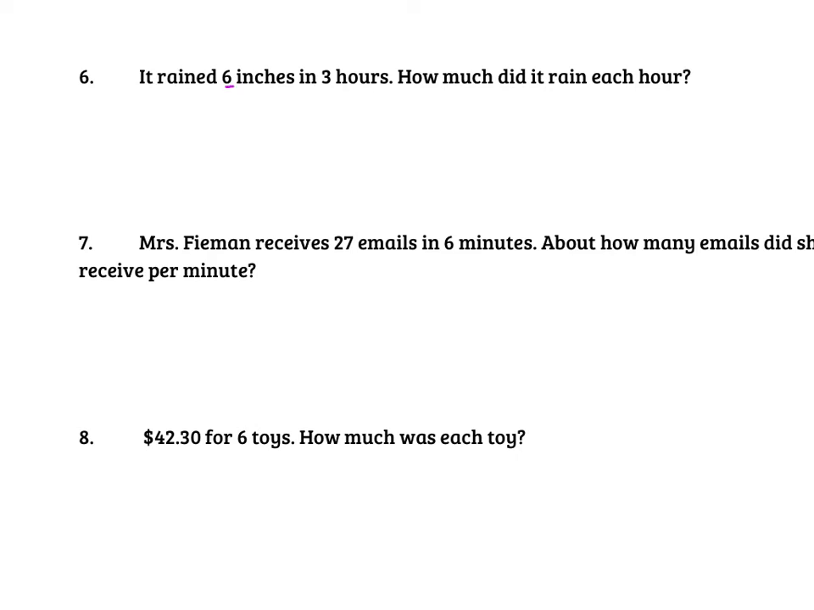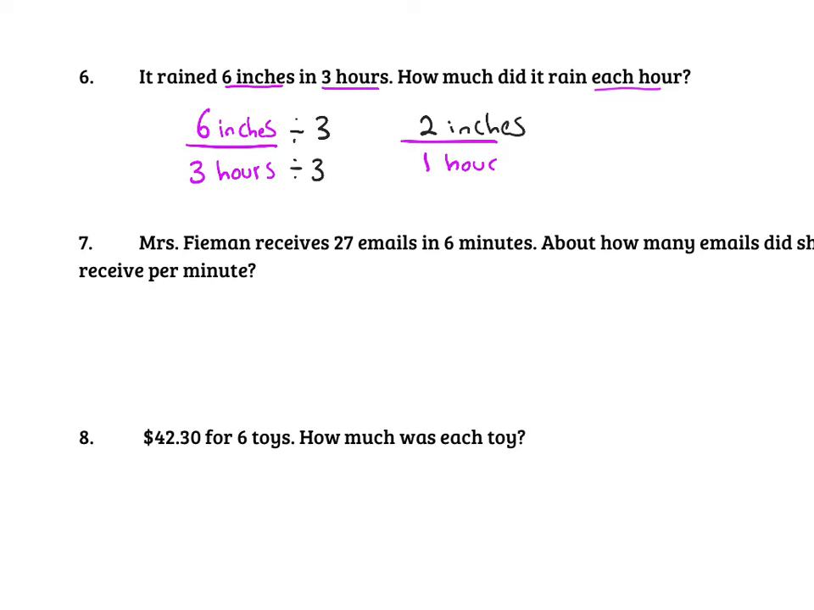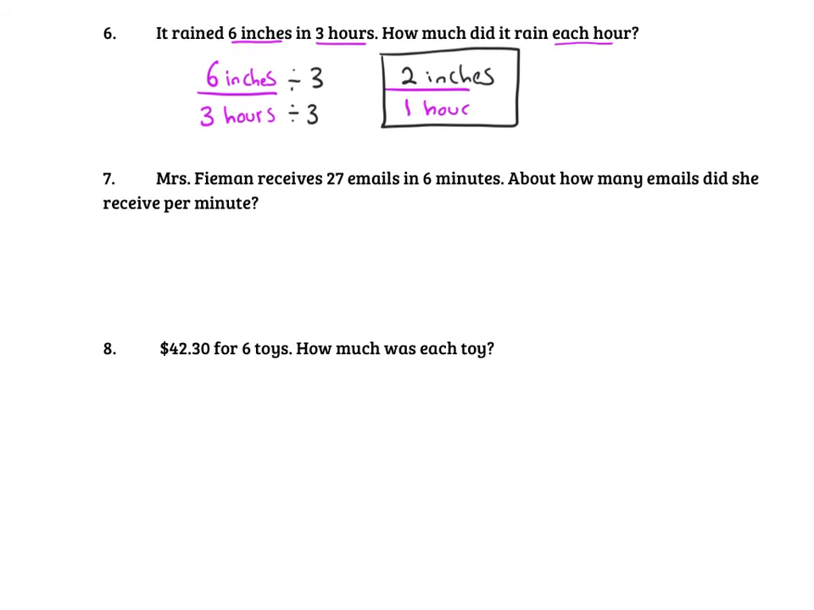It rained 6 inches in 3 hours. How much did it rain each hour? So if it rains 6 inches in 3 hours, and I want to find the amount per 1 hour, I need to think, how do I get from 3 to 1? Divide. So 6 divided by 3 is going to give me 2. It rained 2 inches in 1 hour. Let's check my next one here.